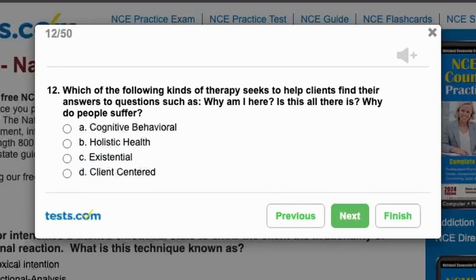Which of the following kinds of therapy seeks to help clients find their answers to questions, such as why am I here? Is this all there is? Why do people suffer? A. Cognitive behavioral. B. Holistic health. C. Existential. Or D. Client-centered.